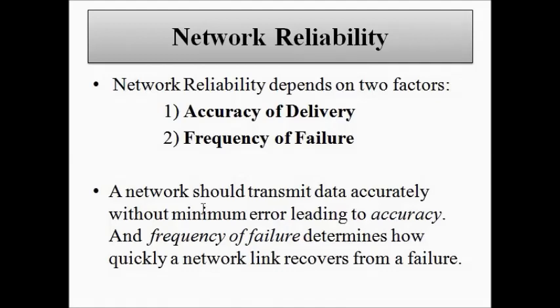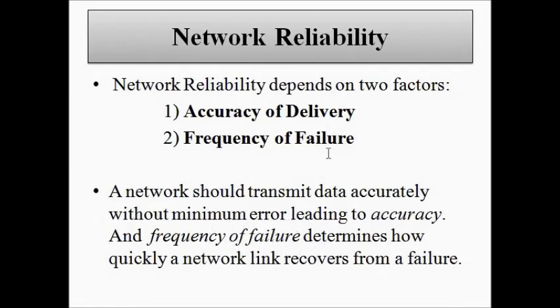So for a network to be accurate, the data transmitted should have minimum error. It should not be tampered, it should not be altered. It should be accurate as per your requirement. That is where the accuracy of delivery comes into play. No missing information, no missing data. And frequency of failure determines how quickly a network link recovers from a failure or a shutdown. That is what frequency of failure is.